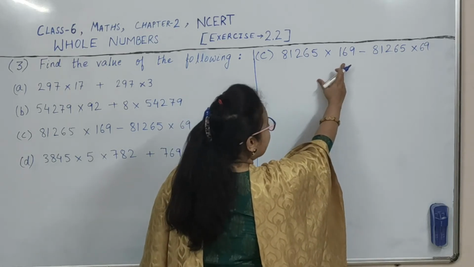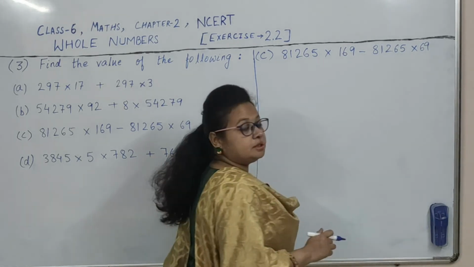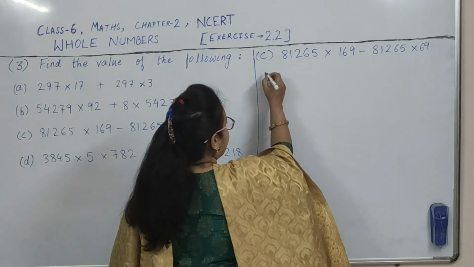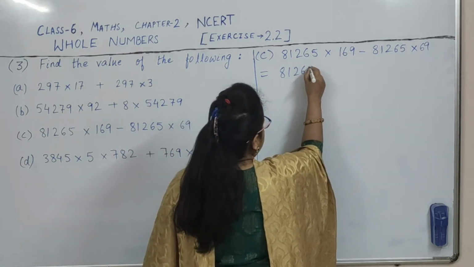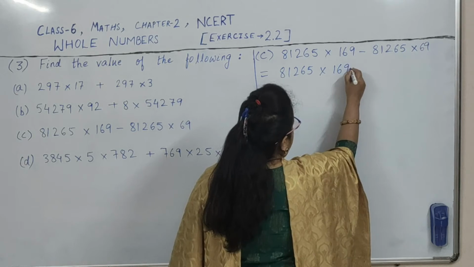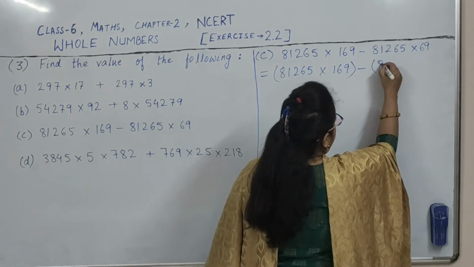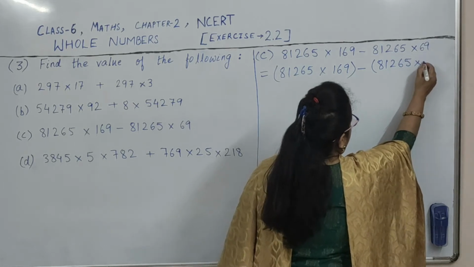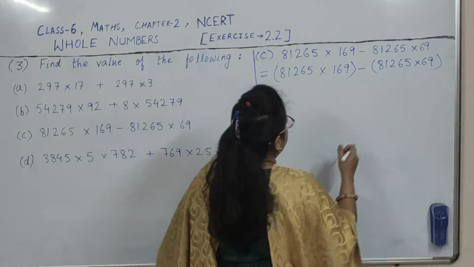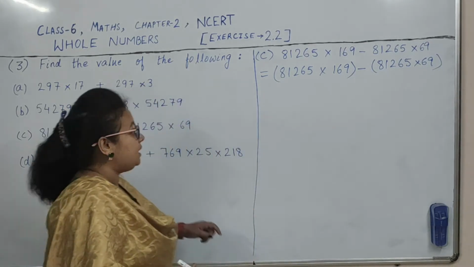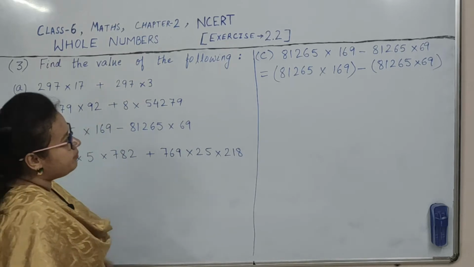81,265 multiplied by 169 minus 81,265 into 69. So what we will do, we will take common. What to take? What is common in both? See, 81,265 into 169. Okay, this is one term and minus sign is there, and the second term is 81265 into 69. Okay, so this is term 1 and this is the second term, separated by a minus sign. In all these questions it was separated by a plus sign, but here it is a minus sign.